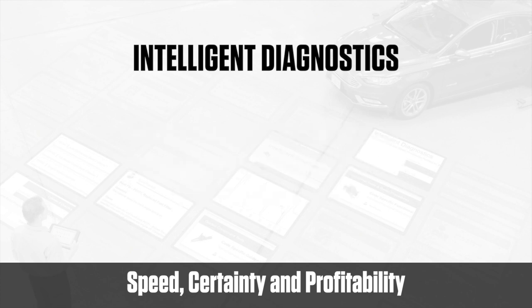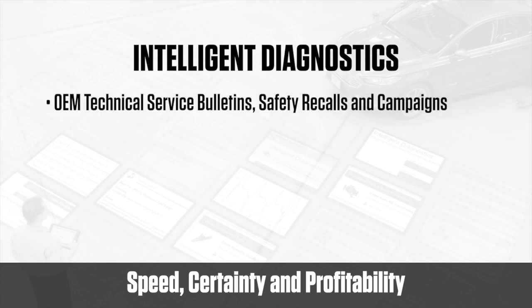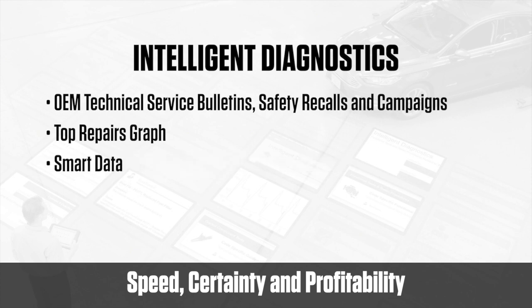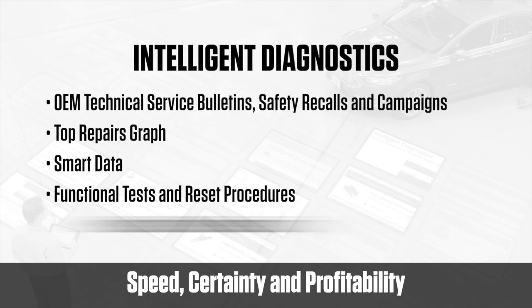Intelligent Diagnostics is a companion feature of the scanner function. From one menu, it can provide the following code-specific information: OEM technical service bulletins, safety recalls and campaigns, top repairs graph, which is a graph of the specific parts and procedures most frequently used to fix the selected code or symptom, Smart Data, a custom PID list highlighting specific PIDs that are operating outside known good values, functional tests and reset procedures, and SureTrack real fixes and tips.